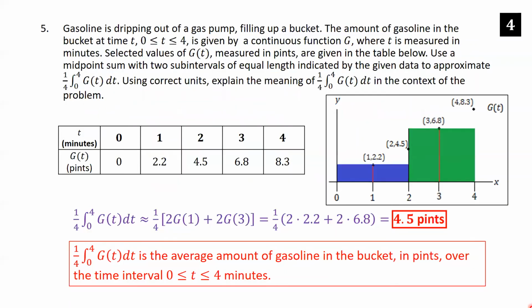Right, it's worth just taking a second to look at the picture of this. What we did here is we took the interval from 0 to 4, we chopped it into two pieces, from 0 to 2 and 2 to 4. And in each case, we took the midpoint and plugged the value of the midpoint into the function, right, 2.2, and we used that as the height of our rectangle. And for 3, we plugged in g of 3 to get 6.8, and that's the height of the second one. And then we added up the areas of these two rectangles.